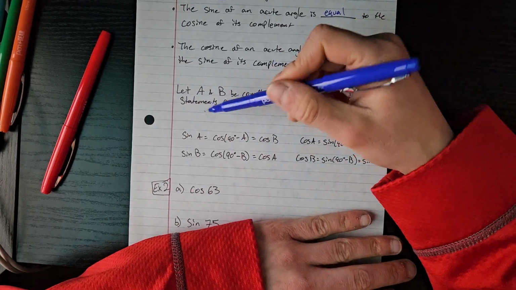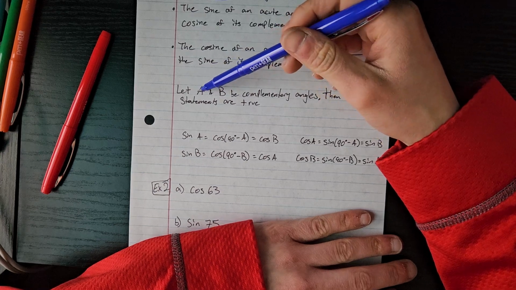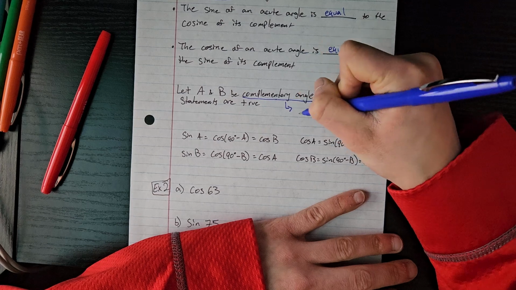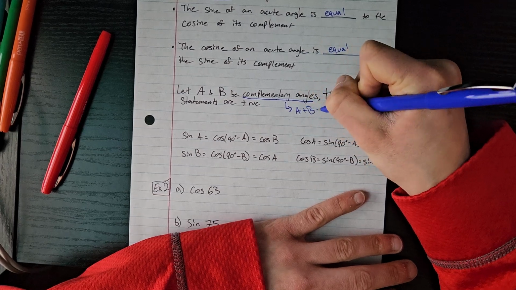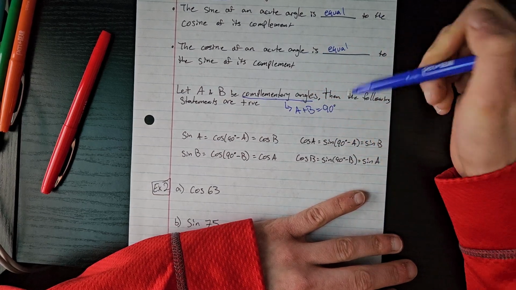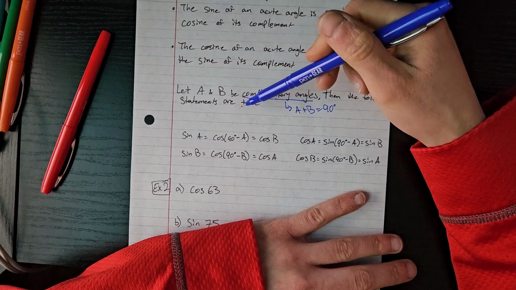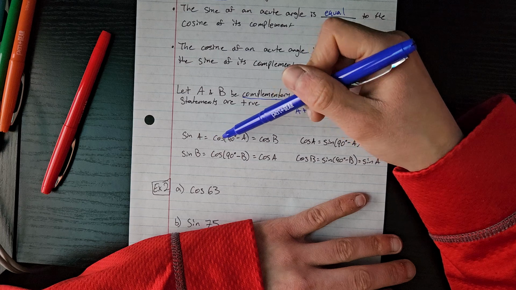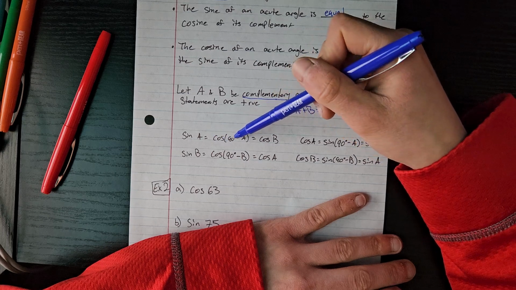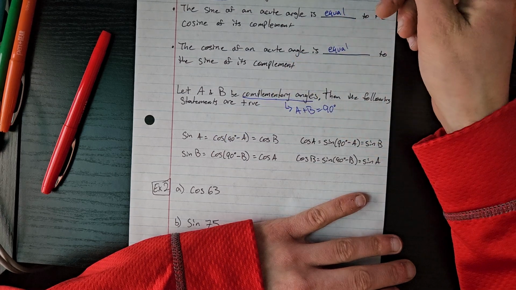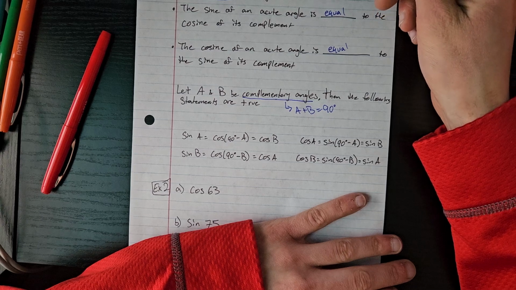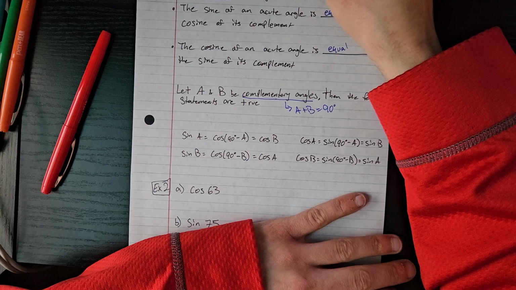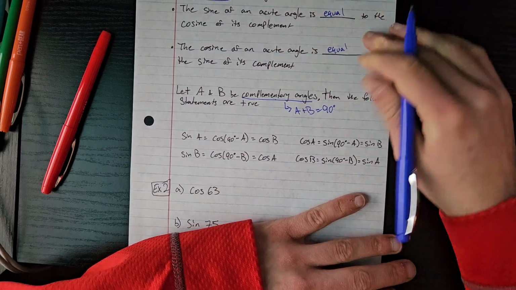What does this mean? Well, let's take a gander. Let's let A and B be complementary angles. Complementary angles, that means A plus B will equal 90 degrees. Then the following statements are going to be true. Sine of A, we can set that equal to cosine of 90 degrees minus angle A, which will equal angle B. Let's label this as angle A and B to help us visualize it.